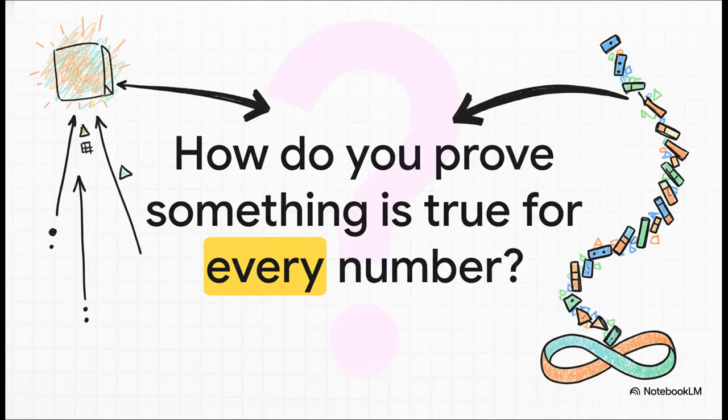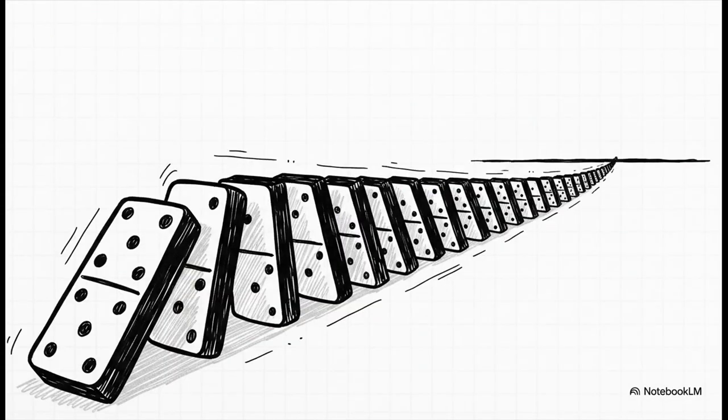I mean, you can't check them all one by one, right? You'd literally be counting forever. So how in the world do you solve an infinite problem with a finite amount of time? Well, the secret actually starts not with numbers, but with dominoes. Just picture a line of them spaced out perfectly, stretching way, way out past the horizon. An infinite line of dominoes. And your job is to knock every single one of them over.